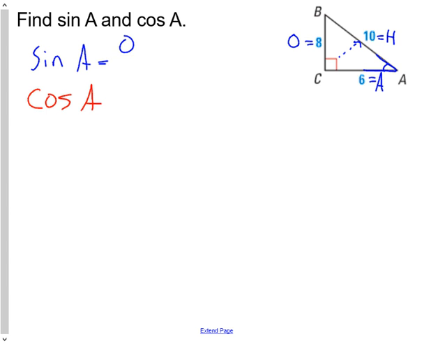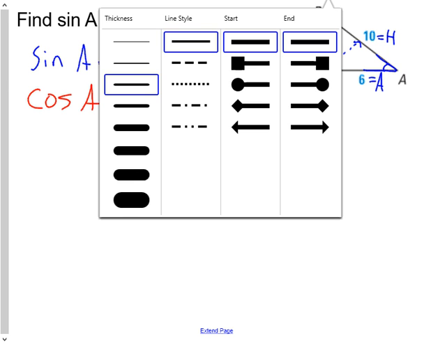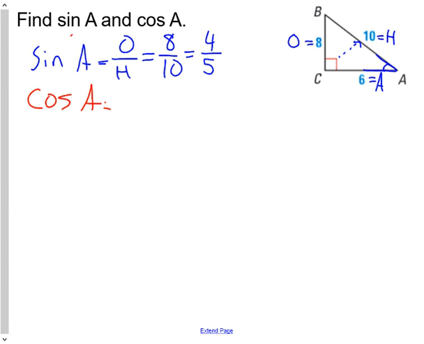So sine is opposite over hypotenuse, and we got 8 over 10. Now this is not simplified. Divide by 2, and we get 4 fifths. Cosine, adjacent over hypotenuse, so they're already labeled 6 and 10, so 6 over 10, also not simplified, gives us 3 fifths.